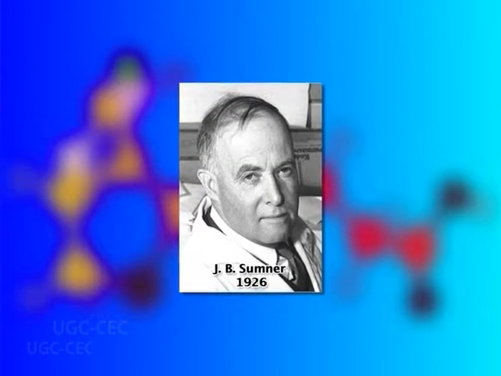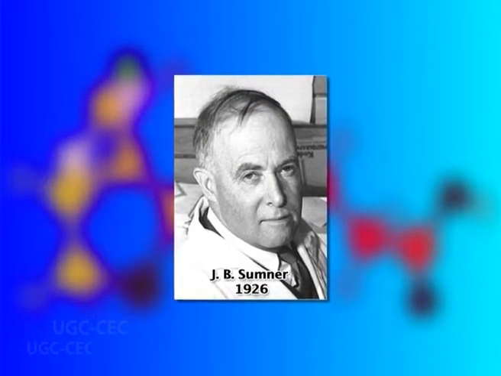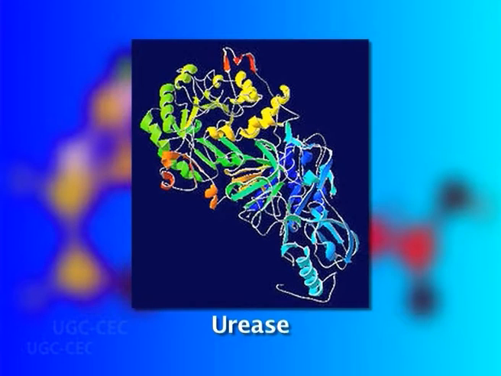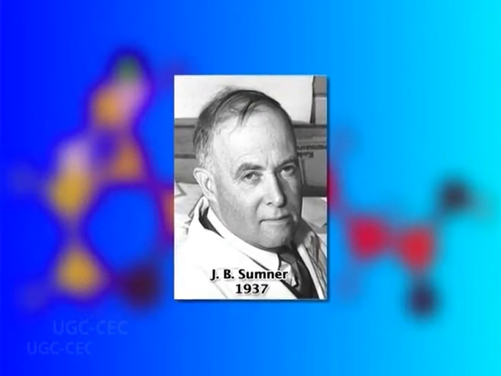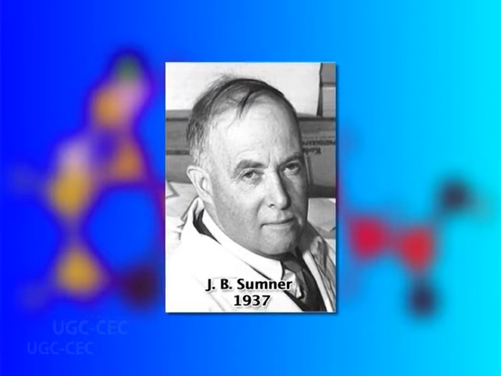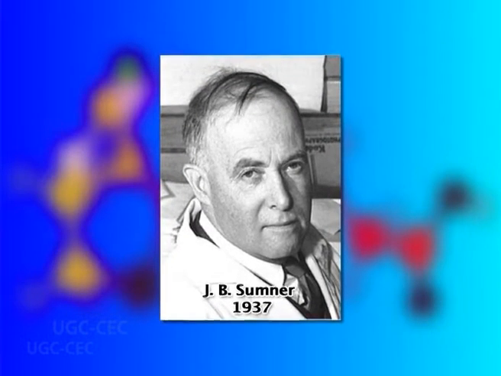In 1926, James Batcheller Sumner demonstrated that urease could be isolated and crystallized. He showed by chemical tests that it was a protein. This was the first experimental proof that an enzyme is a protein. In 1937, he succeeded in isolating and crystallizing a second enzyme, catalase, and devised a general crystallization method for enzymes, and also showed that all enzymes are proteins.